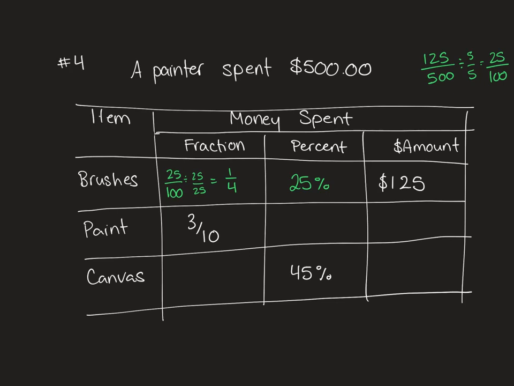Using this, you can now add up your fractions to figure out what the canvas is and figure out how much money is spent from each part. I will let you fill in the rest of the chart on your own.